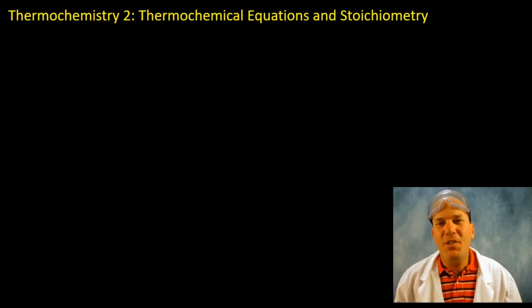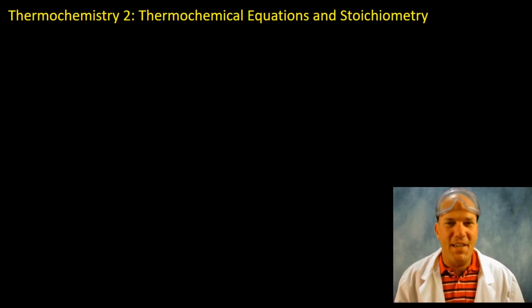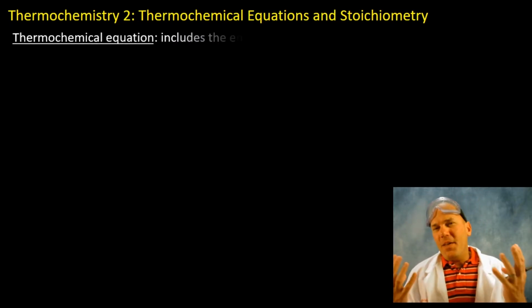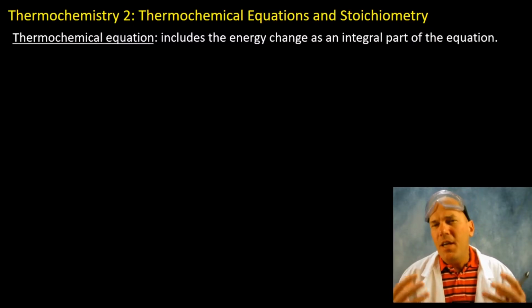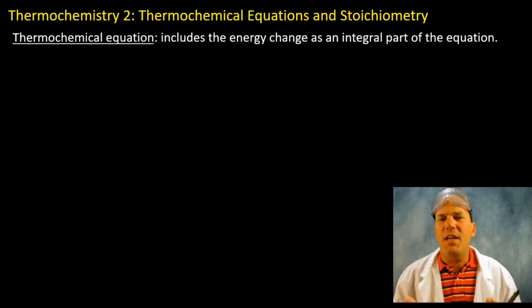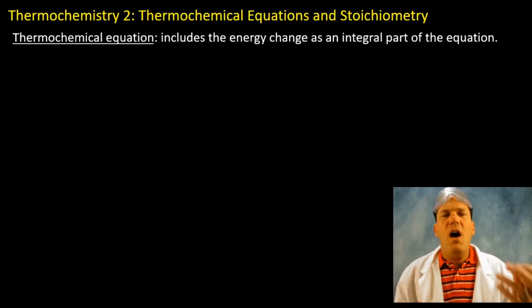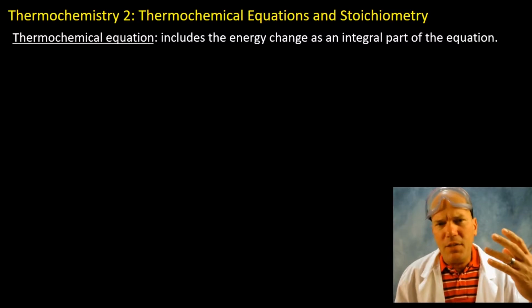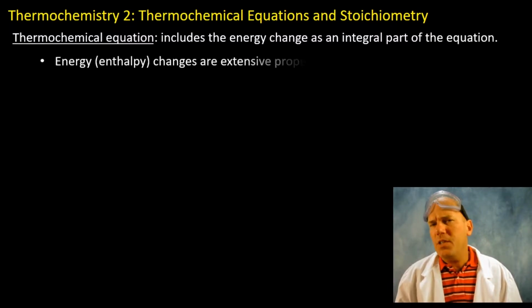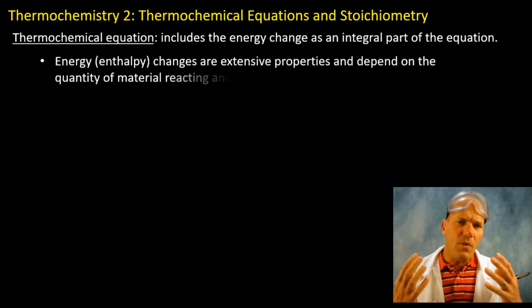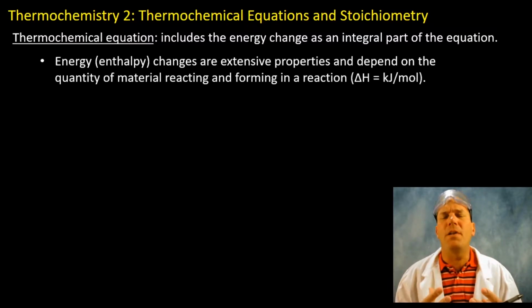In Thermochemistry 2, we're going to look at thermochemical equations and stoichiometry. A thermochemical equation, which I touched on in the last video, includes the energy change as a part of the equation. We looked at two examples, one endothermic and one exothermic reaction, in video number 1. Energy and enthalpy are extensive properties.